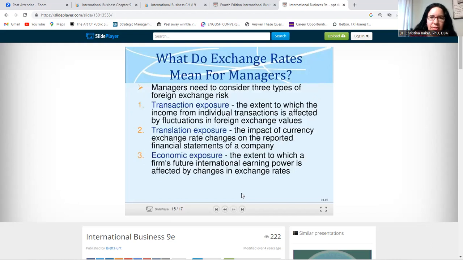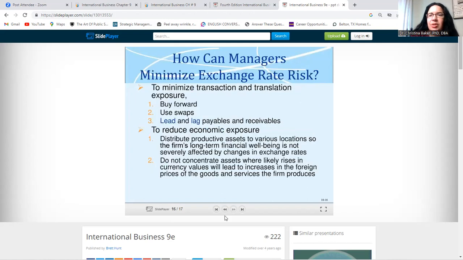And what do exchange rates mean for managers? Managers need to consider three types of foreign exchange exposure. Transaction exposure: the extent to which the income from individual transactions is affected by fluctuations in foreign exchange values. Translation exposure: the impact of currency exchange rate changes on the reported financial statements of the company. Economic exposure: the extent to which the firm's future international earning power is affected by changes in exchange rates. To minimize transaction and translation exposure, use forward exchange, swaps, and lead and lag payables and receivables.